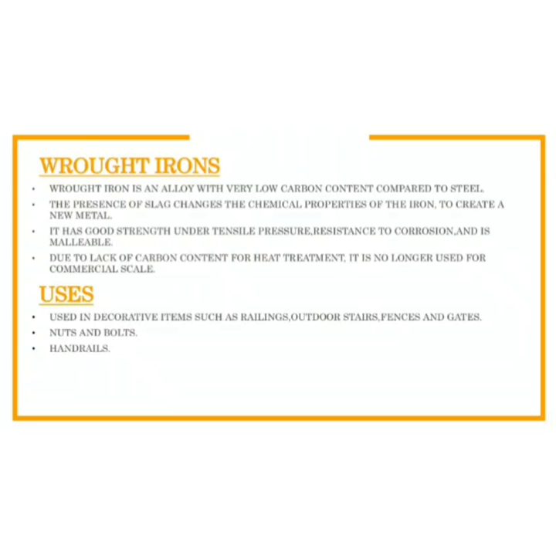It has good strength under tensile pressure, resistance to corrosion, and malleability. Upon rusting, wrought iron distributes the rust into a beautiful brownish finish and keeps a good finish. Wrought iron lacks the carbon content necessary for hardening through heat treatment, and this is the reason why it is no longer used on a commercial scale. Some of the uses of wrought iron are decorative items such as railings, outdoor stairs, fences, and gates. It's used as nuts and bolts and also in handrails.